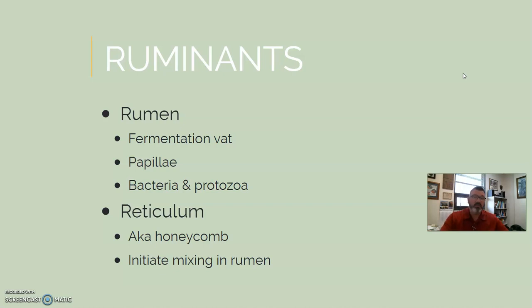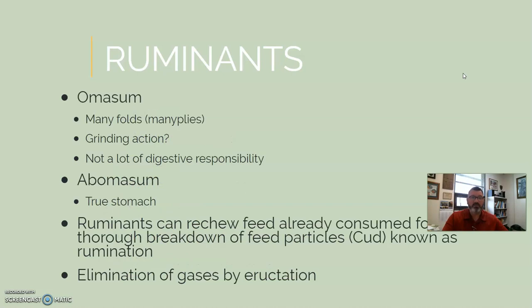Feedstuffs then also would move through the reticulum, which is known as the honeycomb. You'll see some photos of this as we go along here. And this provides the initial mixing action of the rumen that will mix about 3 times a minute. It also captures any foreign substances, rocks, maybe a nail, consequently, that might accidentally get into feeds.